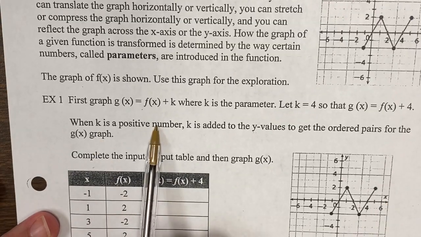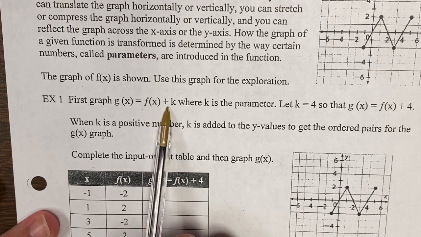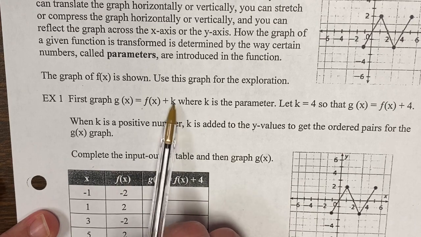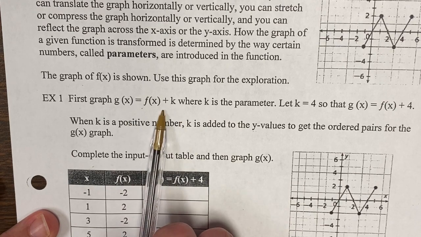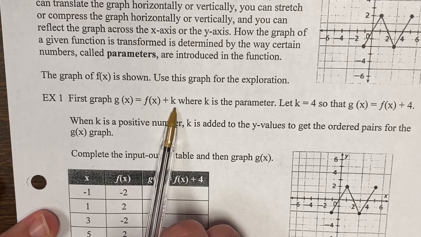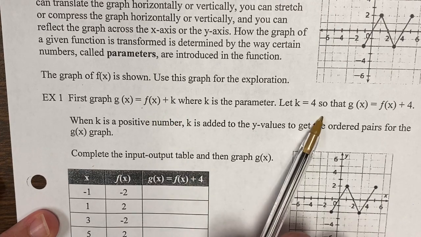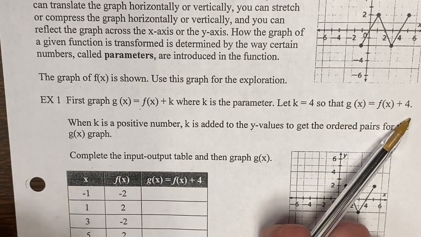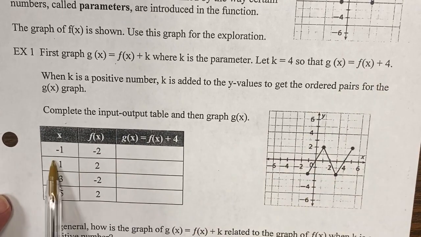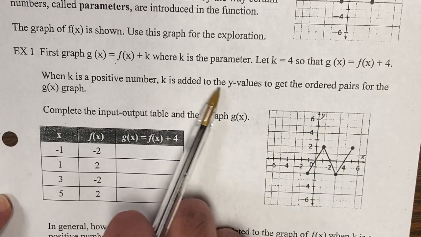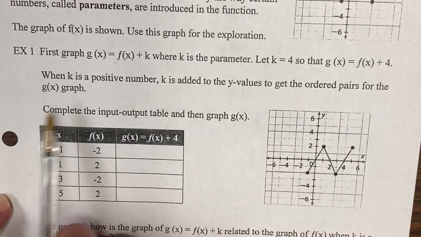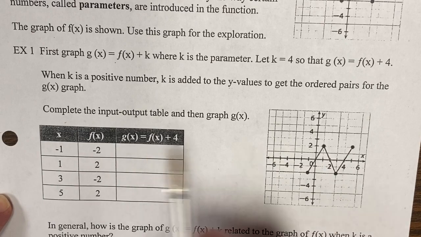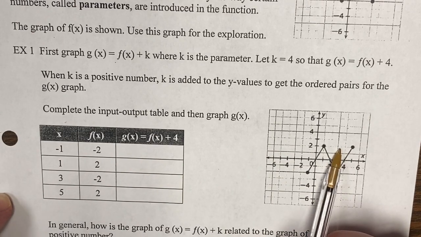So it says first graph g of x equals f of x plus k, where k is the parameter. So we're going to look at changes of what happens when we add a number to a function. What type of transformation does that make? So it says let k equal 4 so that g of x is equal to f of x plus 4. This says when k is a positive number, k is added to the y values to get the ordered pairs for g of x, for the g of x graph. So let's complete this table and then see how it compares to this graph.